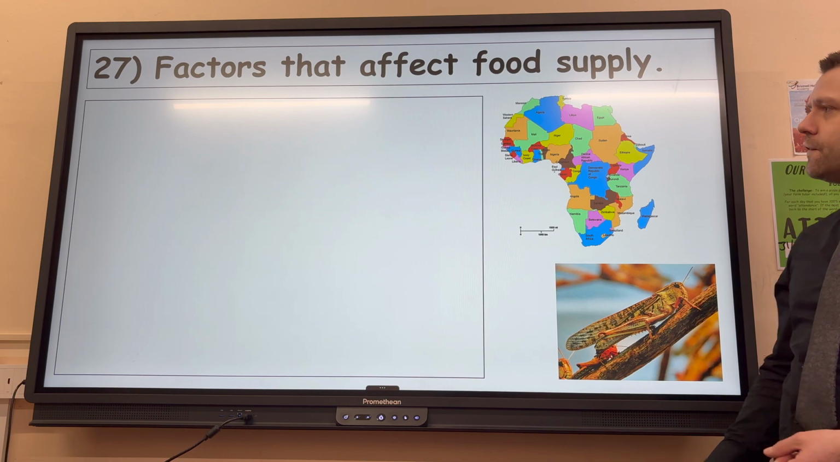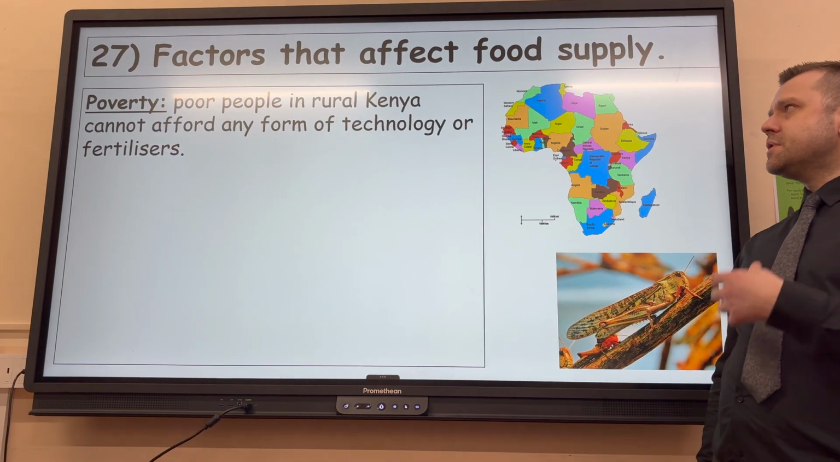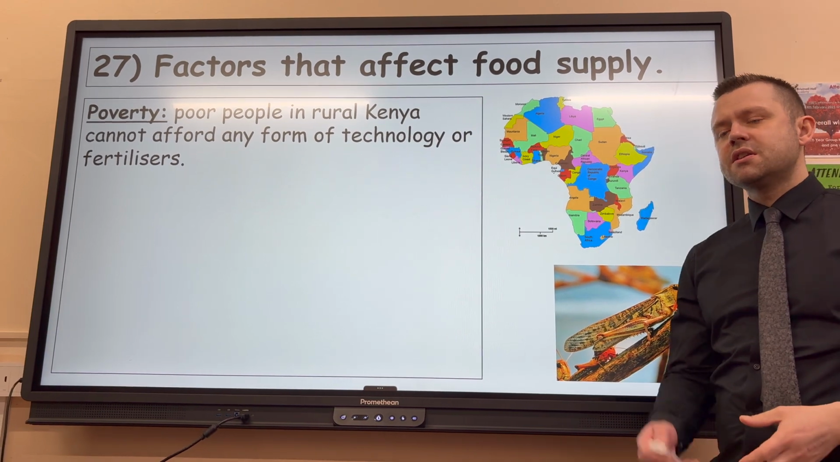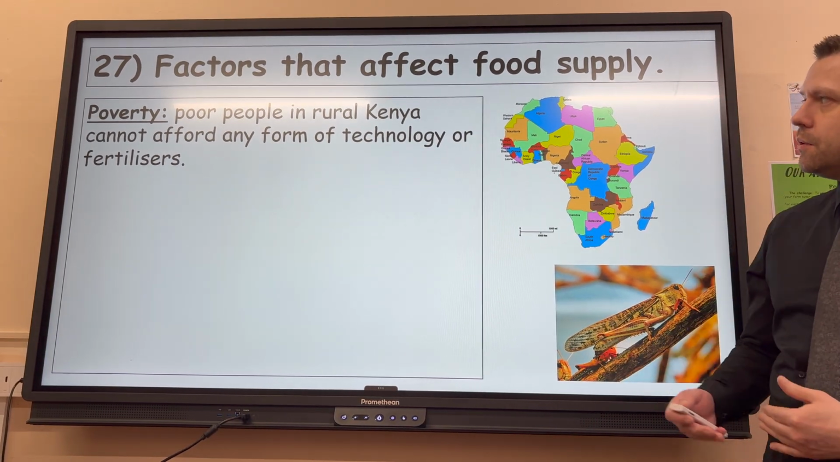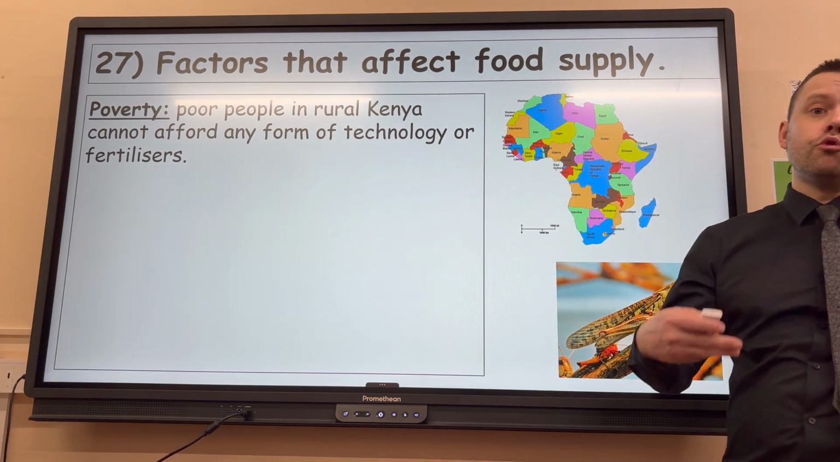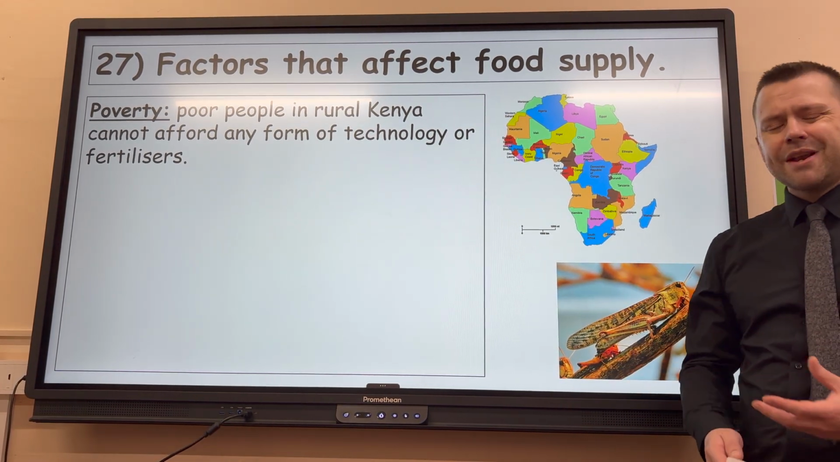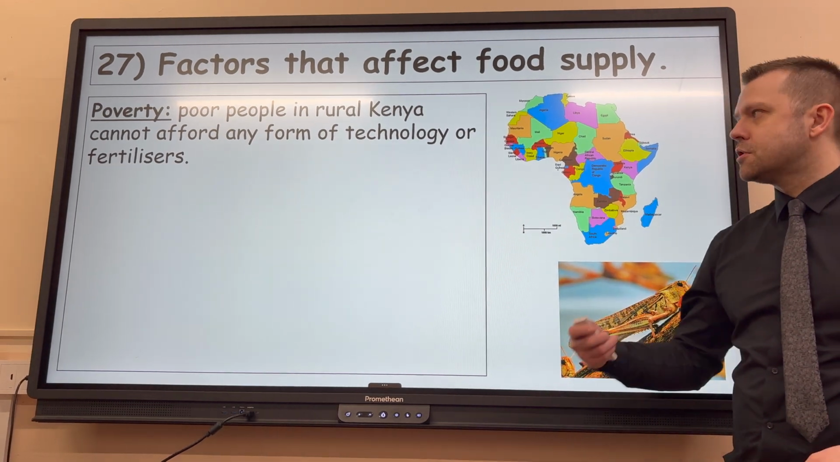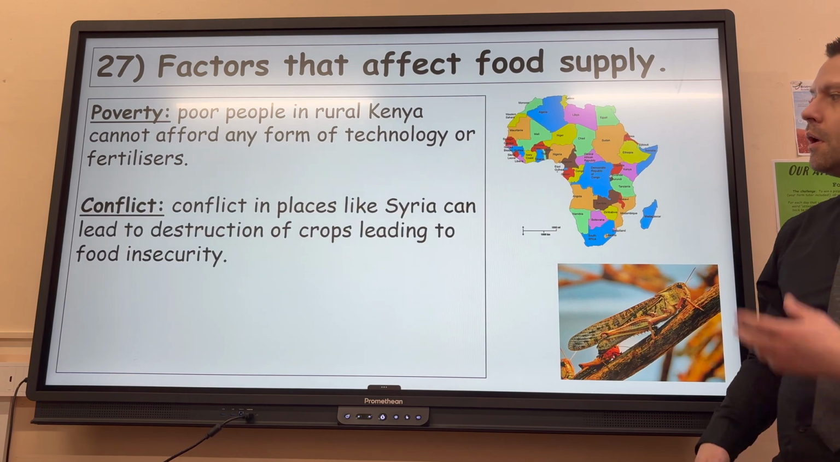Factors that affect food security. So there's several factors that can affect the supply of food. First of all, poverty. You could talk about poor people in rural Kenya and they can't afford any form of technology or fertilizers, so the yields on their crops are going to be low.